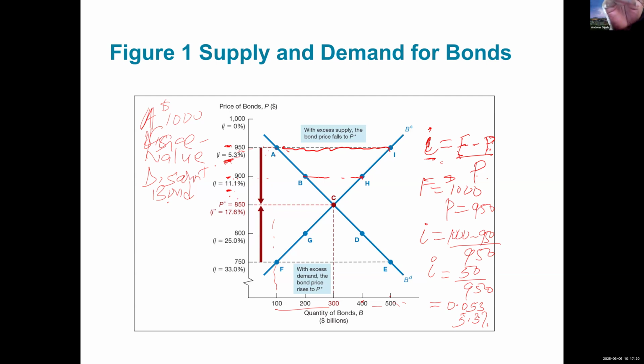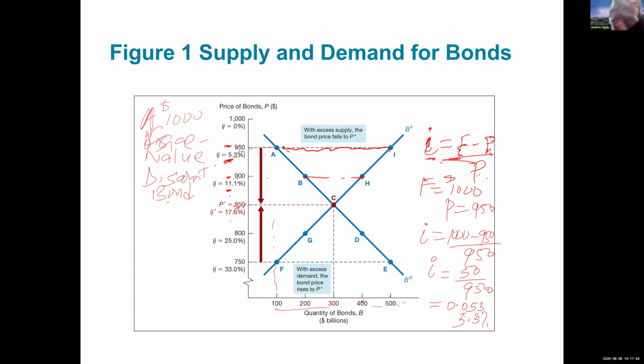So price will continue to fall until it falls to 850. When the price is 850, you plug that price in here, 850, this is 1,000. The interest rate that corresponds to that price, 850, based on this formula is going to be 17.6%. So at that point, we have reached an equilibrium at point C. Equilibrium is when bond supply equals bond demand.